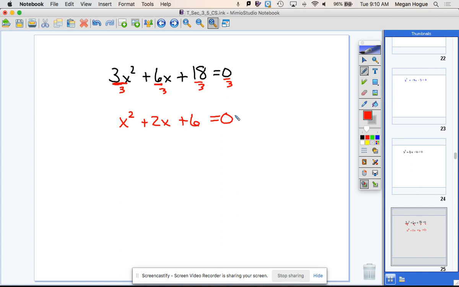Okay, now we're going a little bit better. Now it's kind of looking like the last one. Do you remember what I need to do before I complete the square now? I've got to get something over on the other side. Yeah, how do you want to move it? All right, so we've got to get the x squared and x by themselves. So let's subtract 6. So x squared plus 2x, let's put a blank, equals negative 6 plus blank.